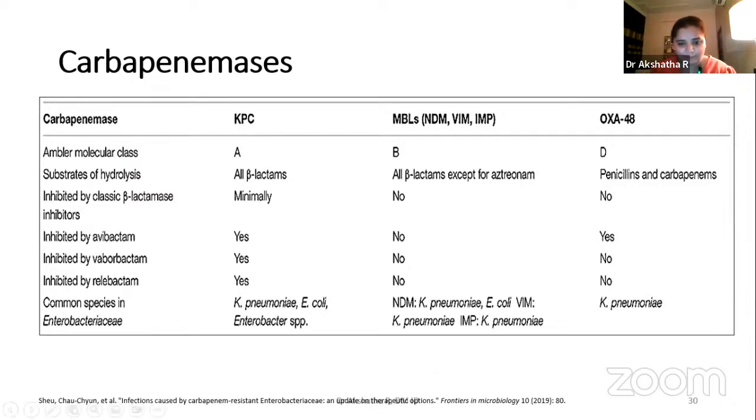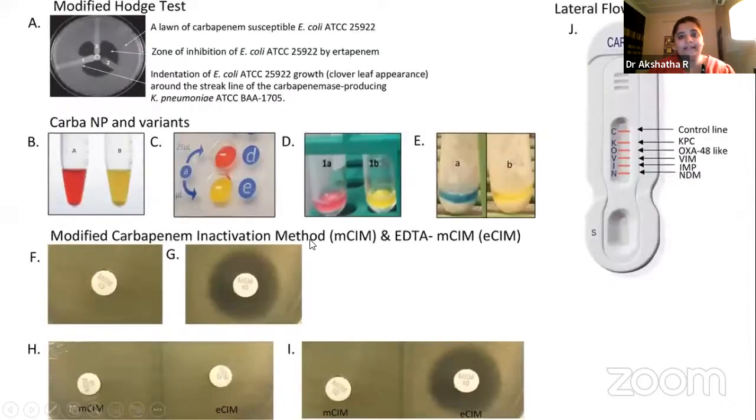The next important point you need to remember is which substrates can be inhibited. KPC can be inhibited by avibactam, vaborbactam, and relebactam. Your MBLs are not inhibited by any of these newer BLI agents, whereas OXA-48 is inhibited by avibactam. So regarding detection of carbapenemase, the guidance suggests that carbapenemase detection should be done.